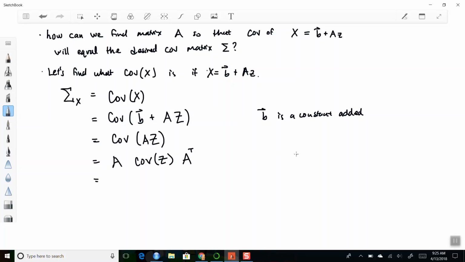Okay, and we know that the covariance of Z is equal to what? The identity matrix, okay? So we have A times A transpose, and this just becomes A A transpose, right? So sigma, the covariance of X, is equal to A A transpose.